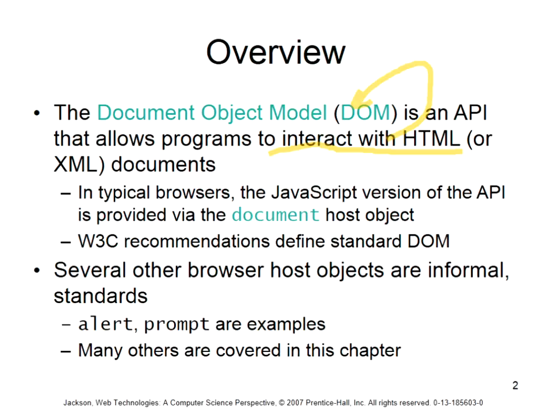So in typical browsers, the JavaScript version of the API is provided via the document host object. So we will use this object, document. Also, the W3C recommendations define standard DOM. And there are several other browser host objects that are informal and not standard, like alert, prompt, and many others covered in this chapter. So keep in mind that DOM is the abbreviation of Document Object Model, and DOM allows programs to interact with HTML documents. Is it clear? Any questions? Okay.